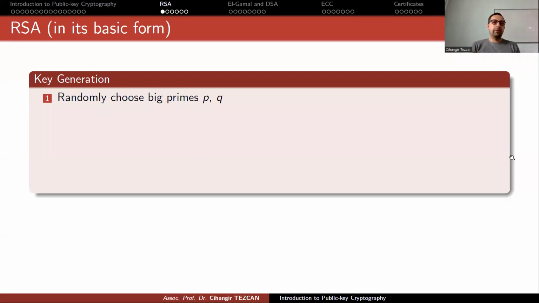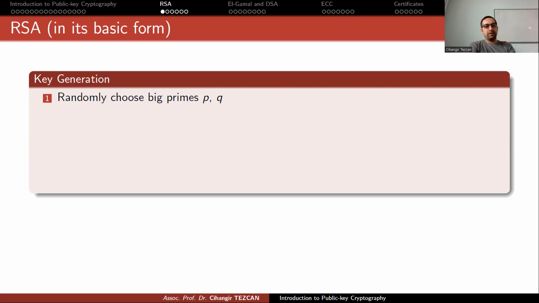All right, so we talk about Diffie-Hellman key exchange, and we talk about some of the hard problems like discrete logarithm problem and factorization problem. So let's look at RSA, which is an encryption algorithm whose security depends on both factorization problem, but also discrete logarithm problem. Okay, so let's see it in its basic form.